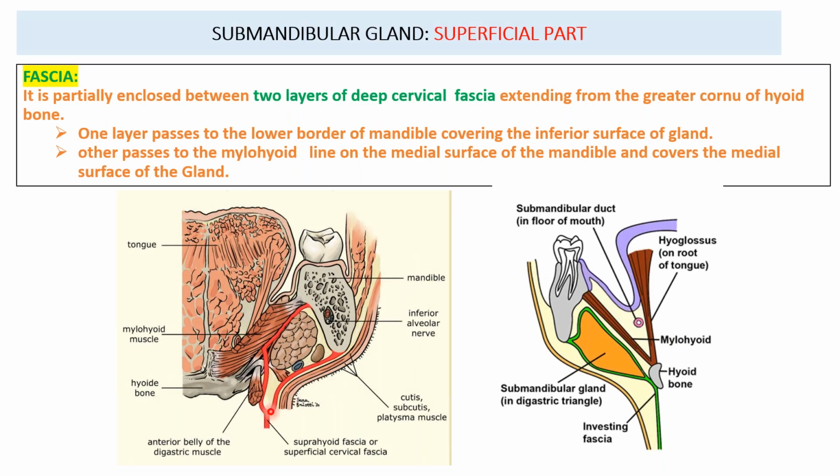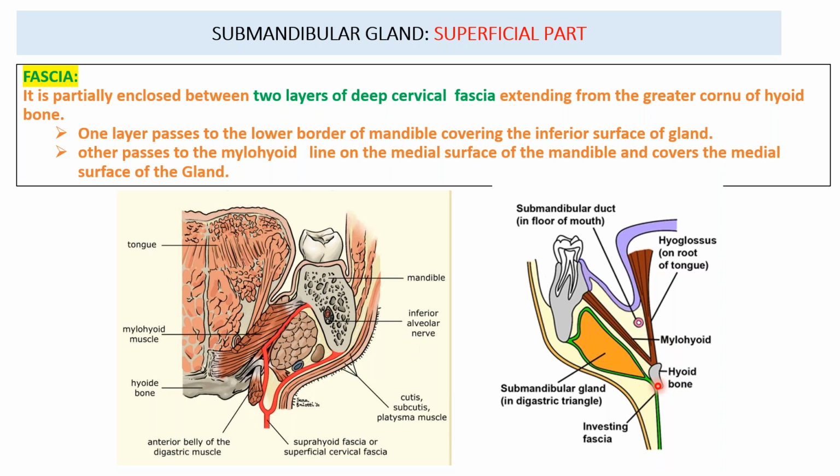Now the fascia that covers the submandibular gland is the deep cervical fascia. You have already done the class of the deep cervical fascia, so you know the 2 layers of the deep cervical fascia extend from the greater cornua of the hyoid bone. This is the hyoid bone, this is the mandible, and in the center is the location of the submandibular gland in the digastric triangle.